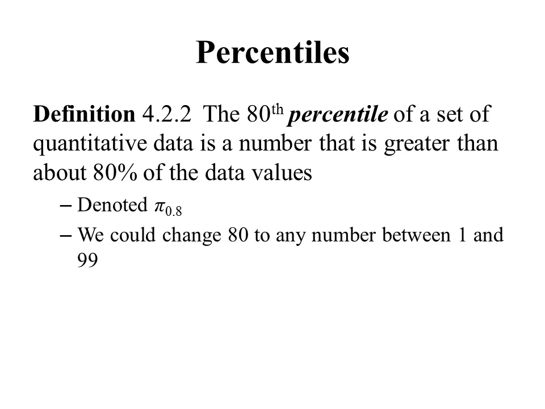Now, there's nothing magical about the number 80. We could change that to any number between 1 and 99. So we could talk about the 1st percentile, the 25th percentile, the 99th percentile, a lot of different percentiles that we could calculate. But they all have the same basic meaning. The 80th percentile is a number that's bigger than about 80% of our other data values. A 90th percentile would be a number that's bigger than 90% of other data values. A 10th percentile is a number that's bigger than about 10% of our other data values.